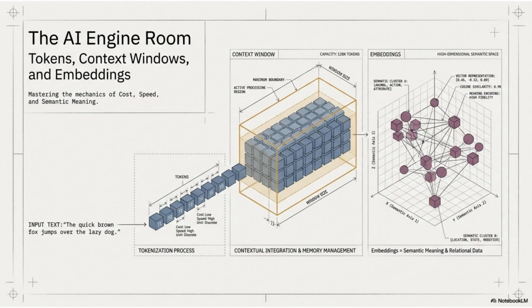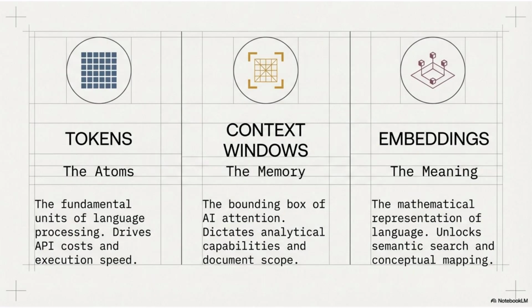As you can see on the slide, tokens are the atoms, the fundamental units of language processing that drive API costs and execution speed. Context windows are the memory, the bounding box of AI attention that dictates analytical capabilities and document scope. And embeddings are the meaning, the mathematical representation of language that unlocks semantic search and conceptual mapping. Let's start with tokens. This slide gives you the big picture of our three topics at a glance.